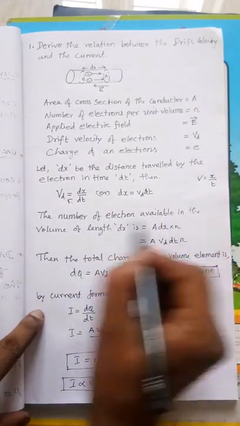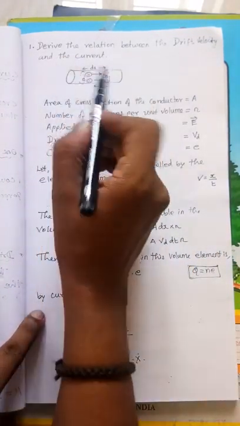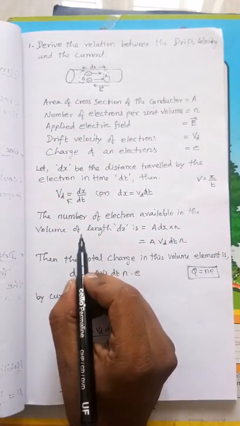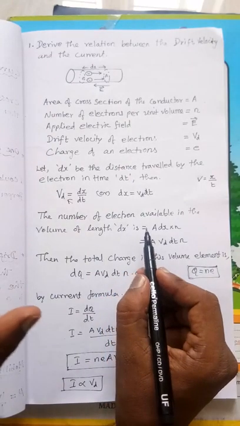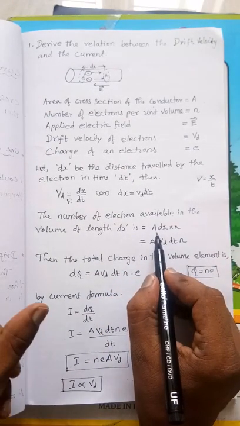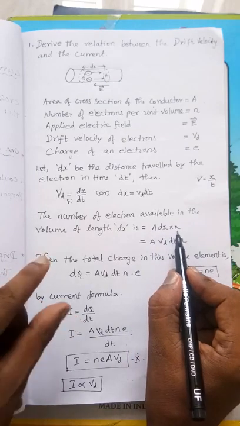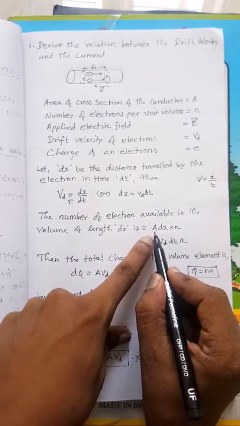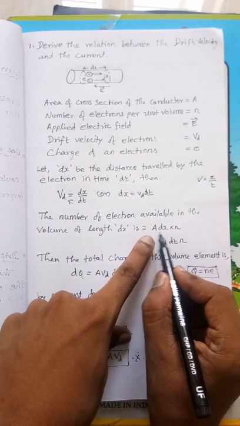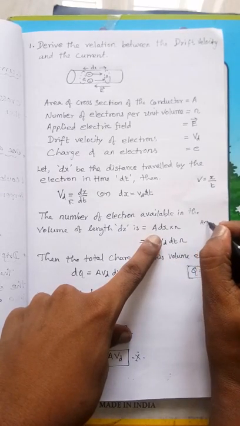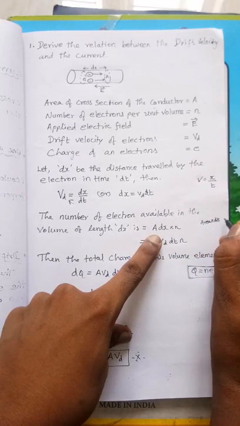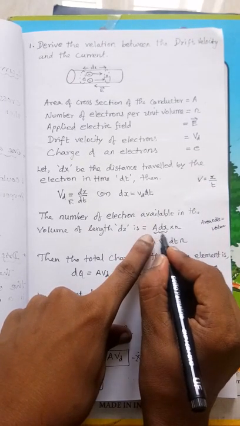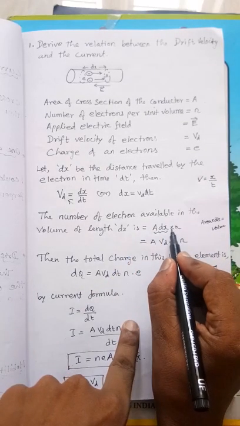Here, we want to calculate the number of electrons available in the volume of length dx. How do we calculate the number of electrons in that particular region? Volume into number of electrons per unit volume. Volume means area into distance. So the volume of length dx is equal to A, the area, into dx, the distance. Then multiply by the number of electrons n.